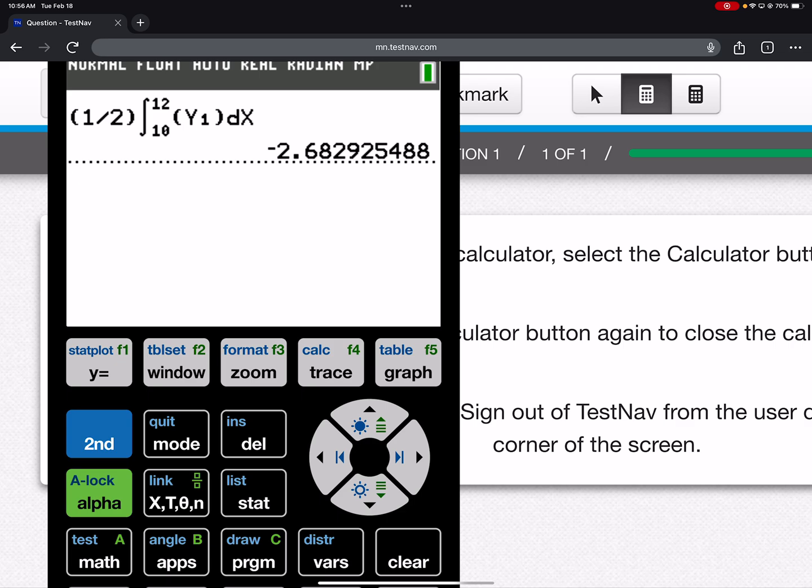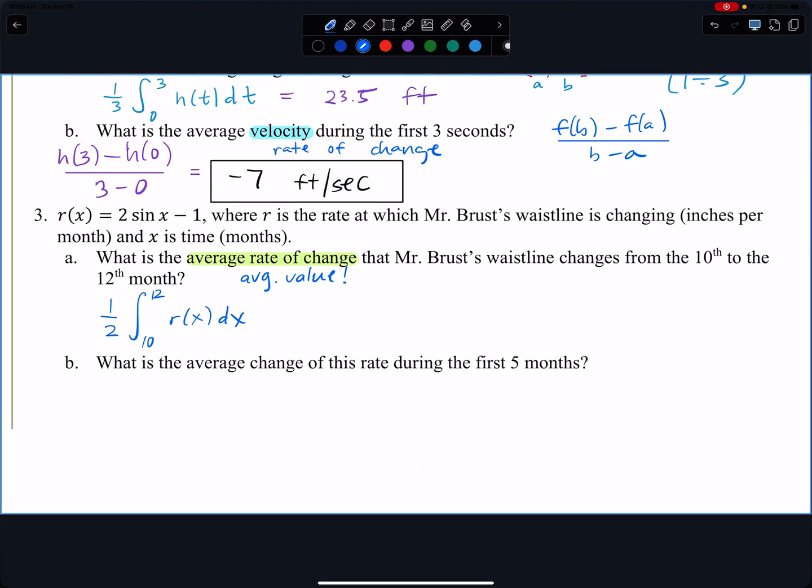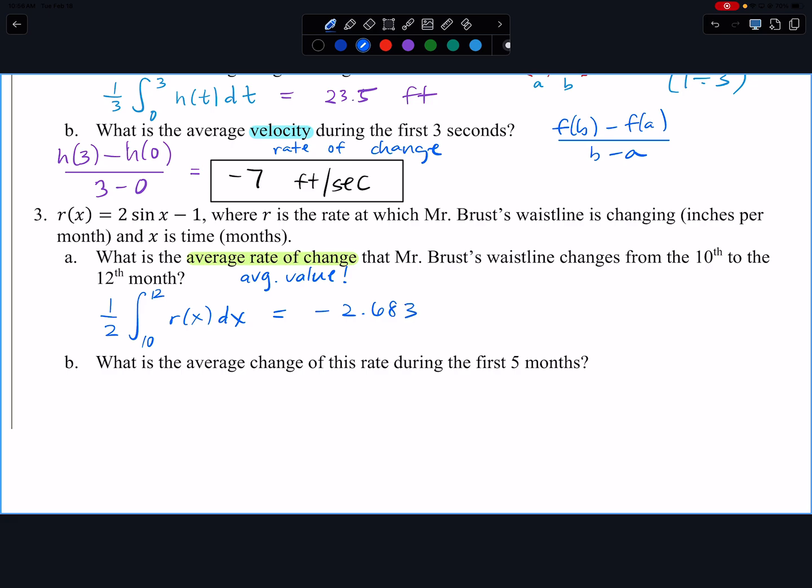In our class, what do we round to if it doesn't say? 3 places. So negative 2.683. Which is good because in this problem, do we want the answer to be positive if we're cheering this guy on? No. Hopefully he's losing weight, right? So it's negative 2.683. What's my units? Inches per month. Actually, no, inches.